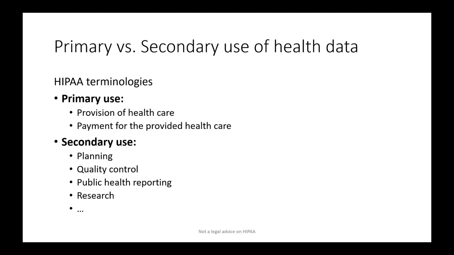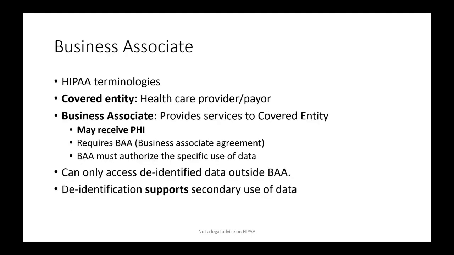Now, the other thing is something called a business associate in HIPAA terminology, right? Before we understand that, let's think about what a covered entity is. At a high level, a covered entity under HIPAA is a healthcare provider or a payer. A provider is the entity that provides healthcare. A payer is the entity that pays for the provision of the healthcare services. Now, a business associate could be a person or organization or anyone who provides services to the covered entity. A business associate may receive PHI.